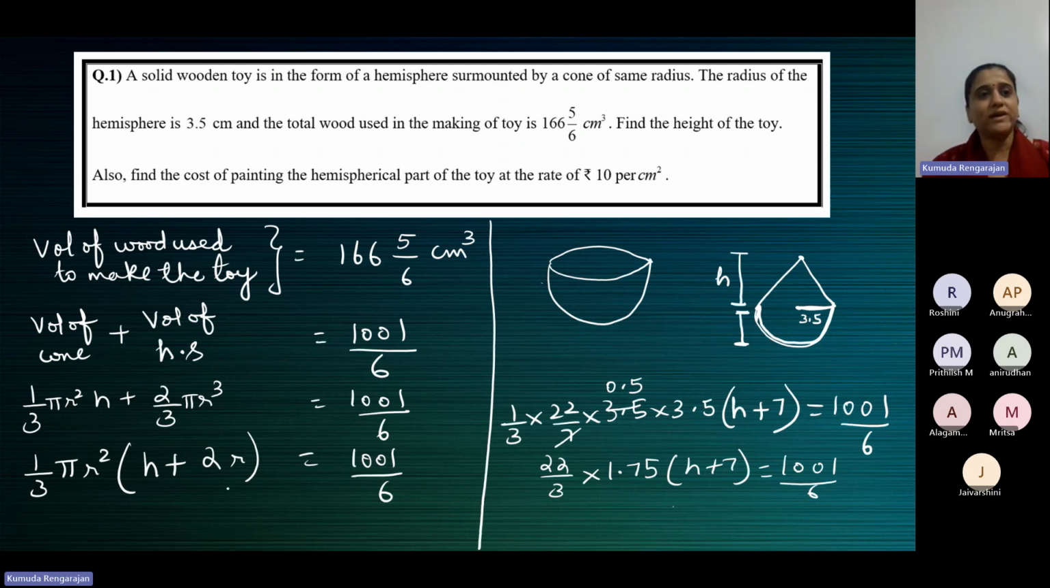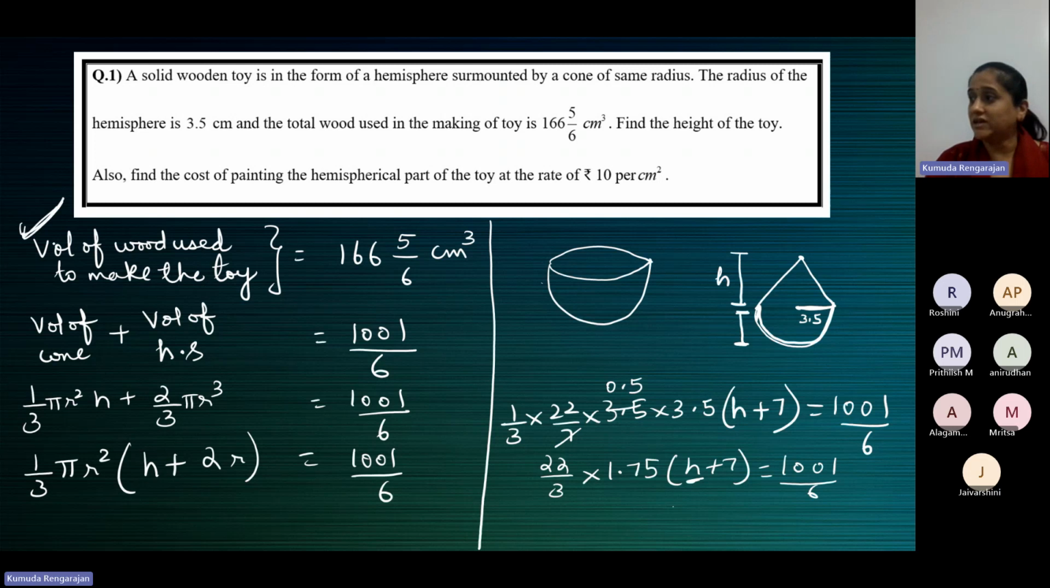And the next step, you'll take out the common factor. Next step, you'll substitute the values given. And then you get one equation in unknown h, and you'll solve the equation for h. The first equation is important. How you decode the question, that first equation is important.